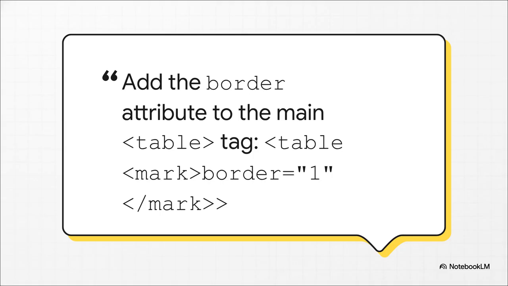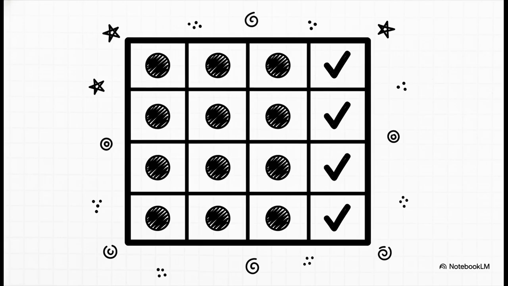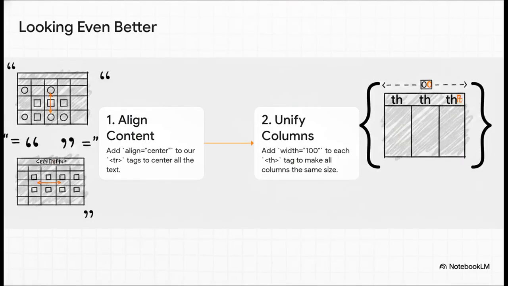You could make it 2 or 5 for a thicker border, but 1 is a really nice, clean place to start. And will you look at that? An immediate difference. With that one tiny change, our table instantly looks way more organized, more professional. The data is now all neatly tucked inside a grid. Much better. We can actually take this even further.